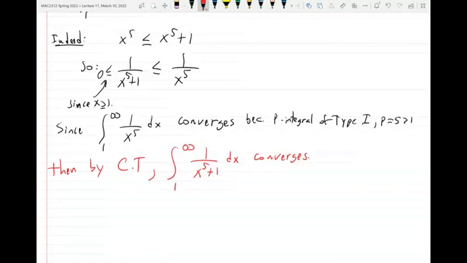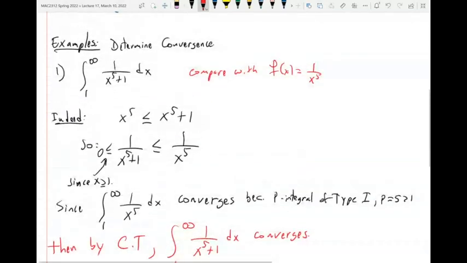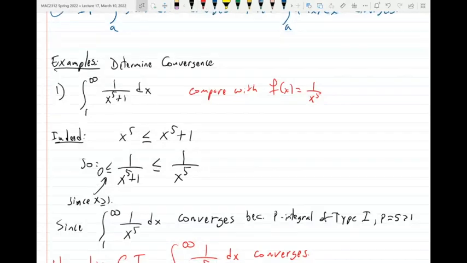Did you understand this? Okay, so moral of the story: if your denominator appears to be something like a p-integral, like x to some power, then you should be comparing with a function of that type. Now I want you to understand that if this would have been a minus 1, x to the 5 minus 1, we would still expect convergence, because plus 1 or minus 1 doesn't really make a difference at infinity.